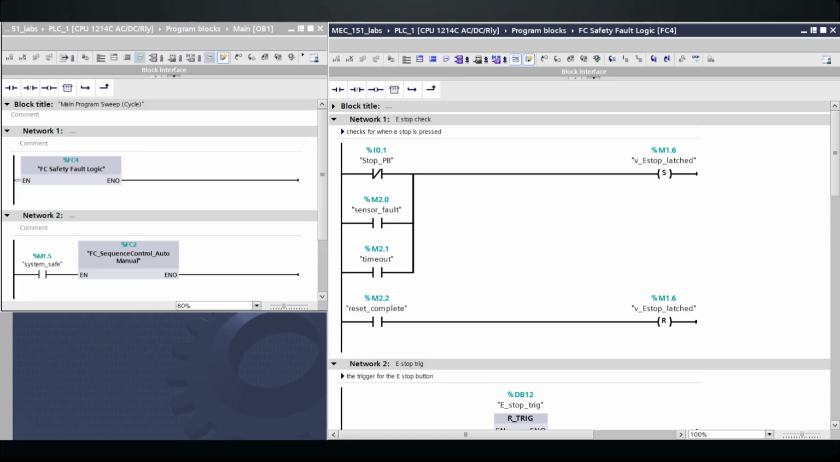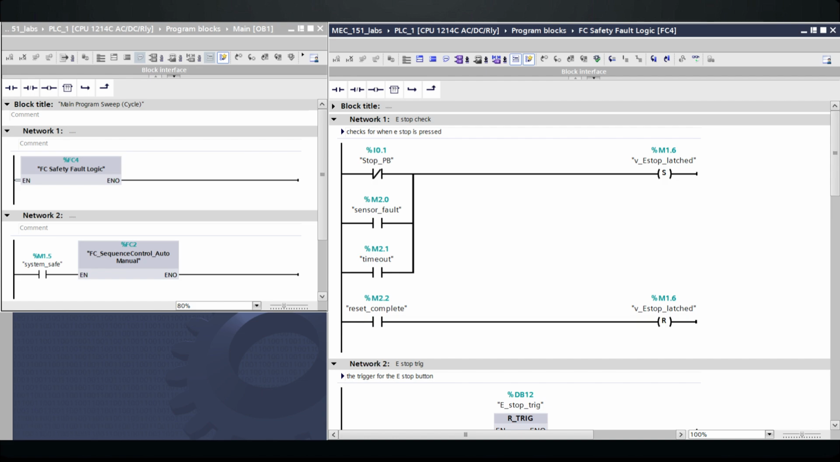Hello, this is Samuel Starr presenting the physical validation and logic structure for Lab 5, implementing emergency stop and fault handling safety architectures. Our primary objective is to engineer a deterministic safety layer around the multi-state automatic sequencing project we developed in the previous Lab 4.